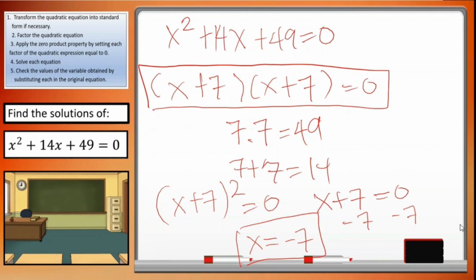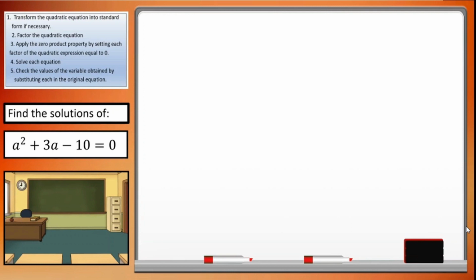Okay? So normally, in solving quadratic equations, we do expect two solutions. But since it is a perfect square trinomial, we only have one solution, and that is x is equal to negative 7. Okay, next, find the solutions of a squared plus 3a minus 10 is equal to 0.